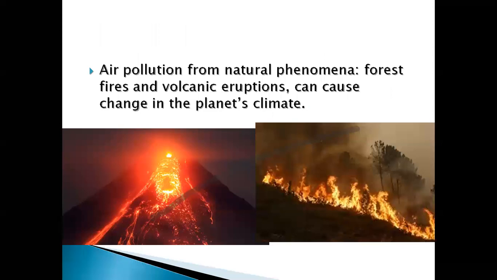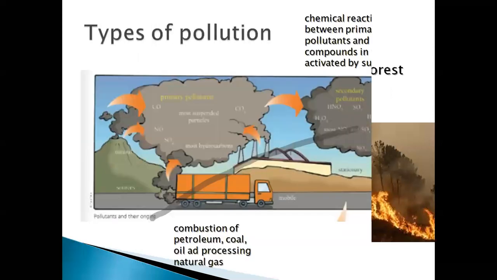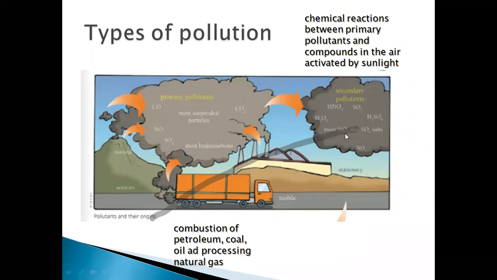So now we have two types of air pollutants: primary pollutants and secondary pollutants. The primary pollutants are the substances released directly into the atmosphere, and they come from combustion of fossil fuels, petroleum, coal, oil, and processing of natural gas.